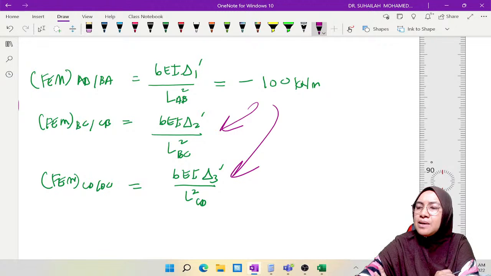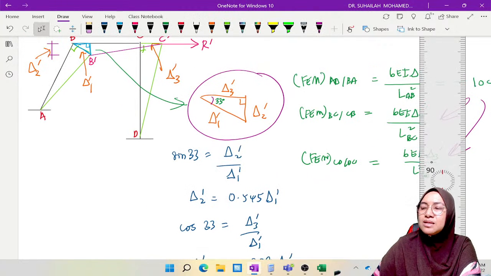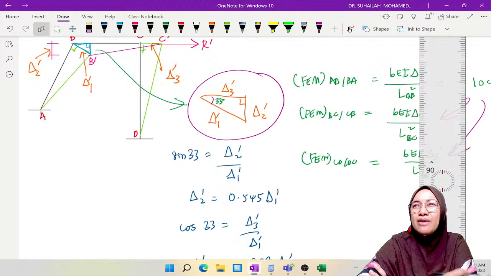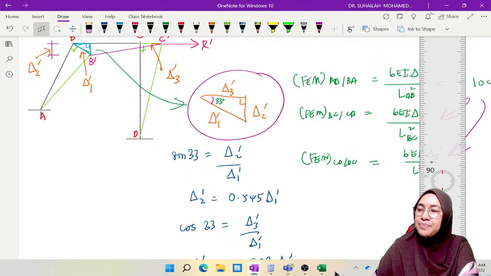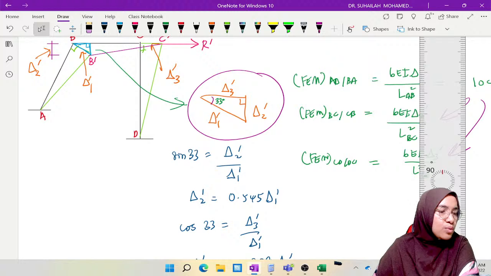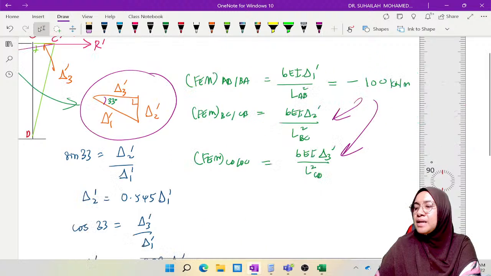So actually in frame with side sway analysis, when we have one incline or two inclines, this will be the complicated part compared to the others. We have to apply what you have learned previously. This is the mathematical concept that we embed into this solution, the relationship. So once you understand this, then we can get the value.